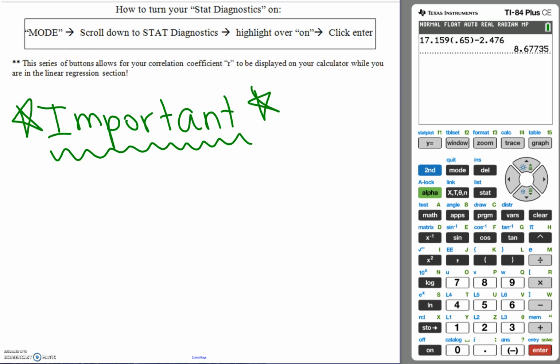So this next section that we're going to look at, how to turn your STAT diagnostics on, is super important, especially if the question is telling you to find or state the correlation coefficient.